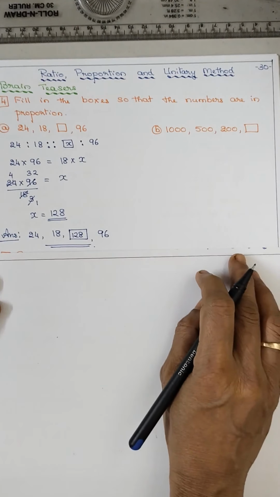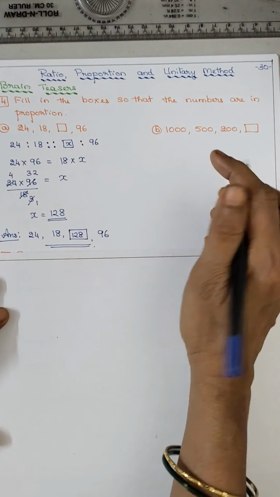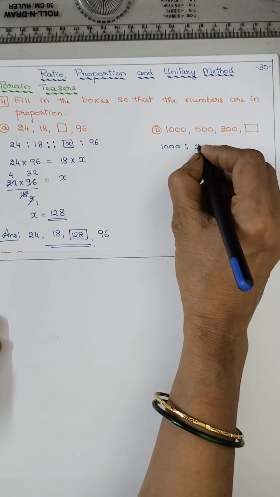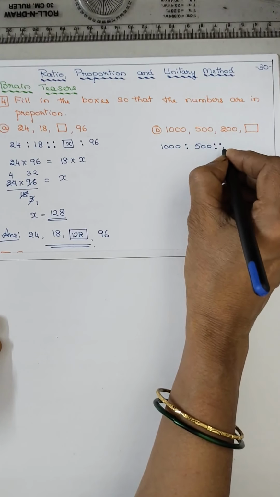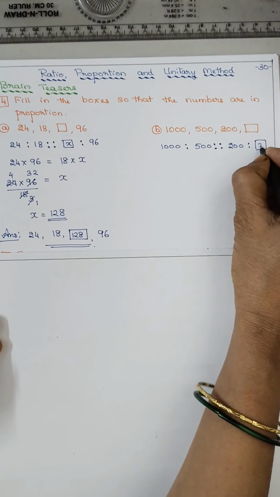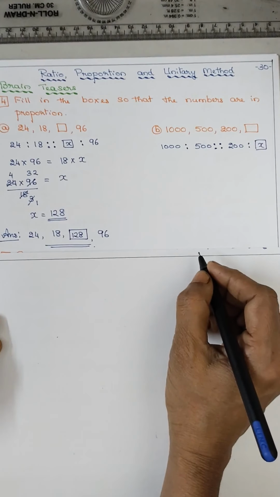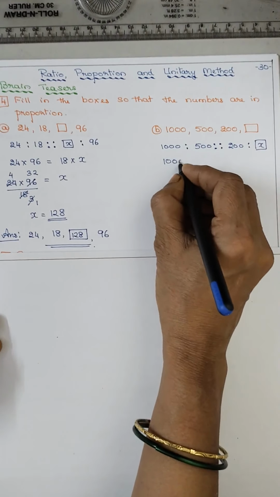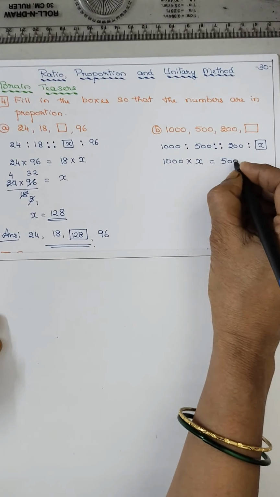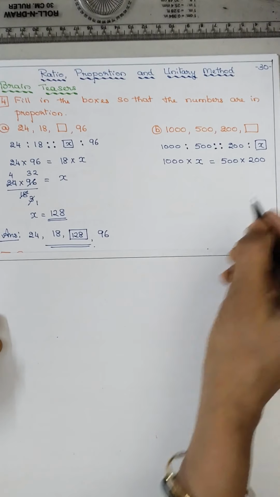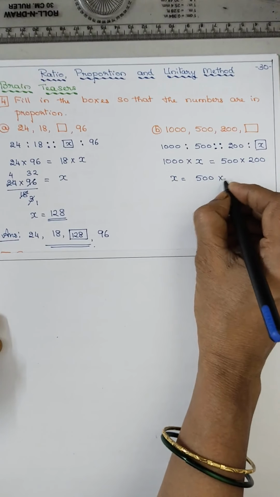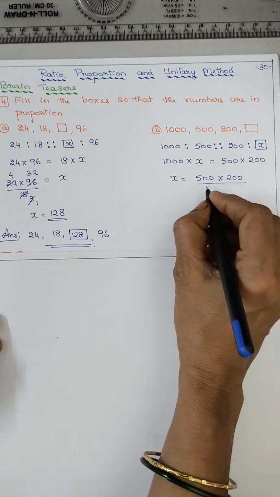Now coming to question number B, it is 1000. If they are in proportion, they have to be 1000 is to 500 in proportion to 200 is to box, that is x. The product of extremes, first and the last, is equal to second into the third. So x is equal to 500 into 200 upon 1000.